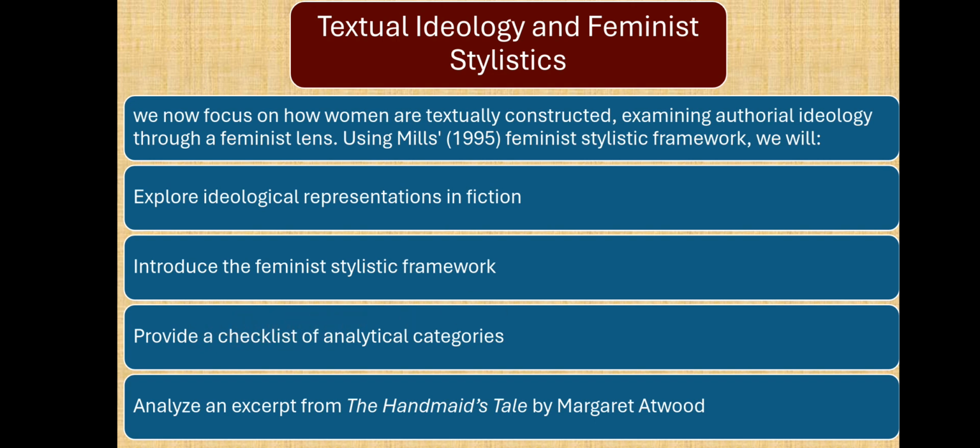For example, when you are doing feminist stylistic analysis, what are the things you are going to look for? You are going to investigate, you are going to probe. So we will also provide a checklist. We will also analyze an excerpt from The Handmaid's Tale by Margaret Atwood. But this will be done in the second part of this lecture, which is the practical aspect of feminist stylistic analysis.